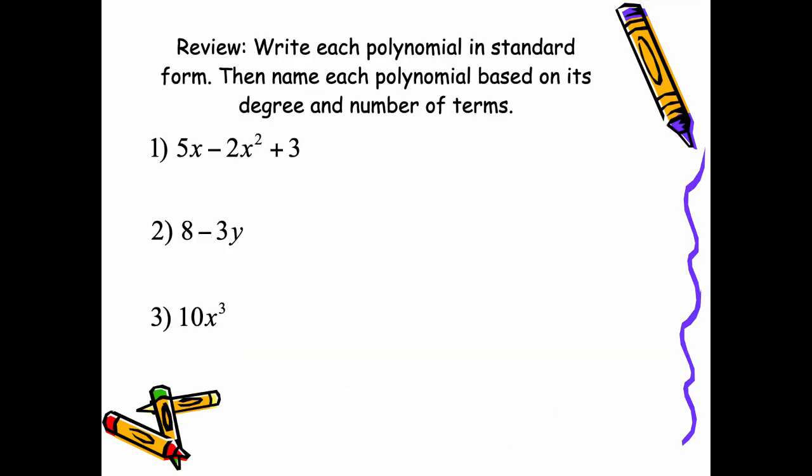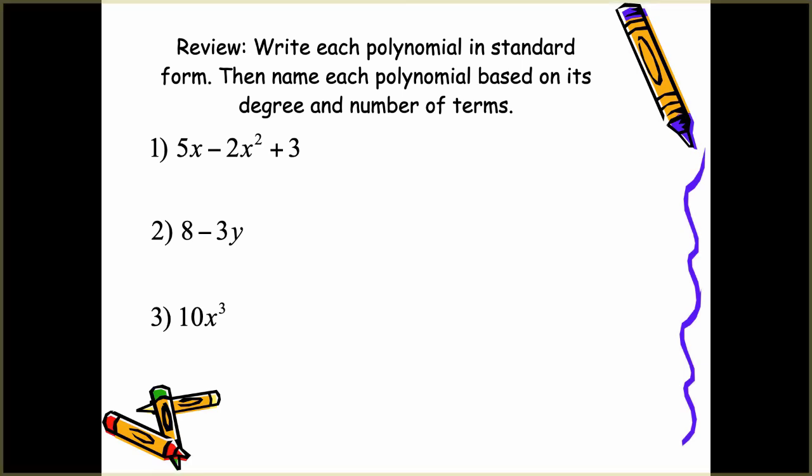All right, here's a quick review. We want to write each polynomial in standard form, and then we want to name each polynomial based on its degree and number of terms. First thing we do is write them from the highest degree to the lowest degree. Our highest degree is the power of 2, so that comes first, negative 2x squared. We have a 5x. There's only one of them, so we have 5x. That's our next highest degree, and then our constant has a degree of 0. Remember, it's our last term.